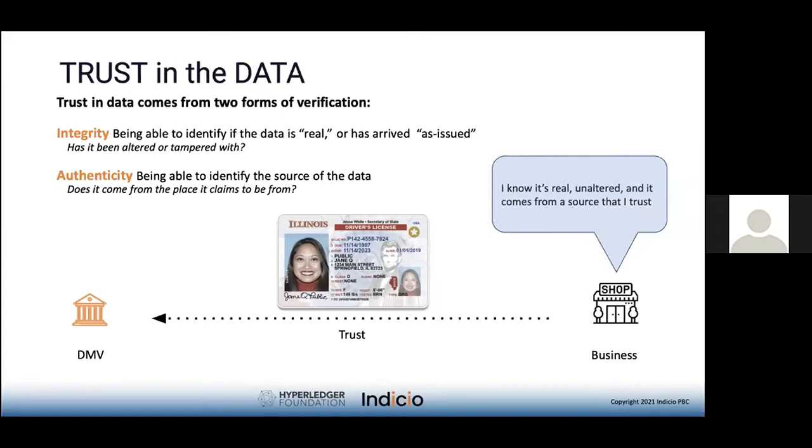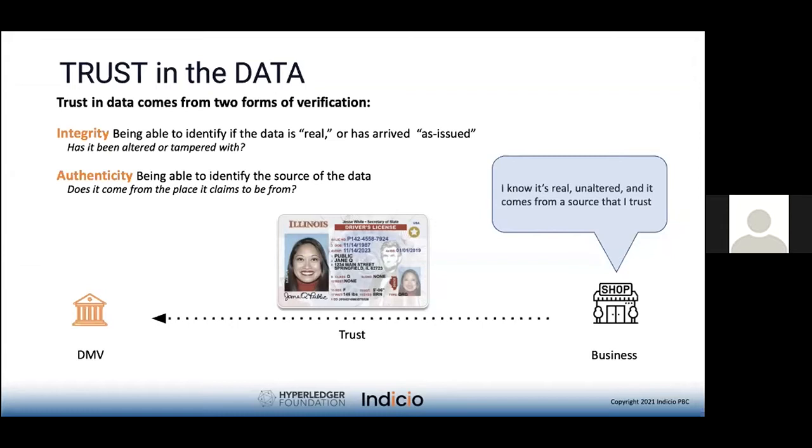We also want to verify authenticity. And authenticity means, can I trace it back to its source? Do I know where it came from? And if you have those two things, you can trust the data. Now, whether you execute a business decision based on that trust is really up to you as the person receiving it. But at least you can know that it is real, it's unaltered. And if it comes from a source you can trust, you might let that person who's sharing it with you go further along in your business processes.